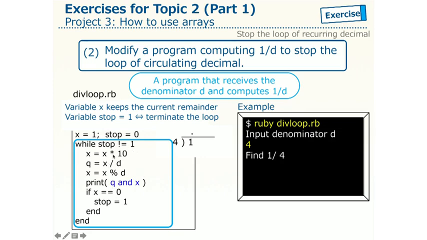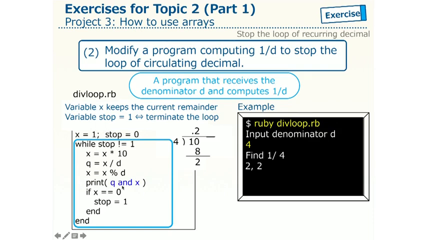First, the value of x is multiplied by 10, which is the actual dividend. Then, in the second line, the quotient x divided by d is computed and stored into the variable q, which corresponds to this calculation. Then here, the remainder of this division is computed and stored into the variable x as a new remainder. This corresponds to this calculation. Then, by this print command, the value of q and x are displayed like this.